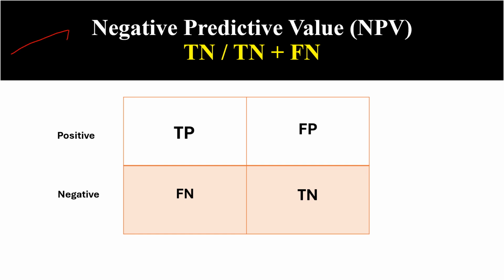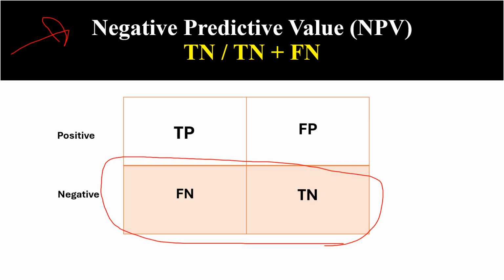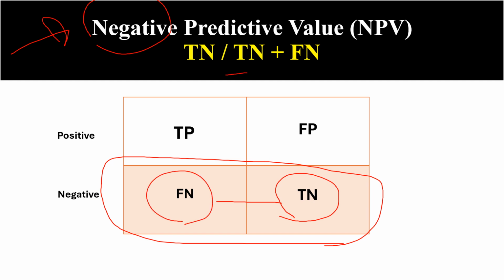How to calculate negative predictive value? We'll take the bottom part of the four square, and we are testing negative predictive value. We'll start from here: true negative divided by true negative plus false negative. Remember, in negative predictive value, you have N, all negative.